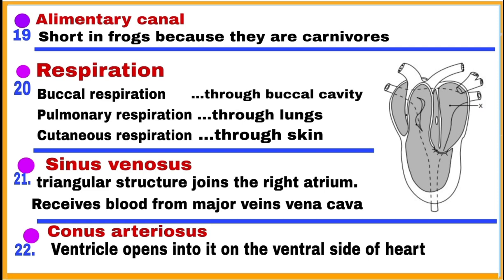In heart of frog, special structures are present. One is sinus venosus, which is triangular structure and joins with right atrium. It receives blood from major veins, vena cava. Second structure is conus arteriosus. Ventricle opens into conus arteriosus on the ventral side of heart.